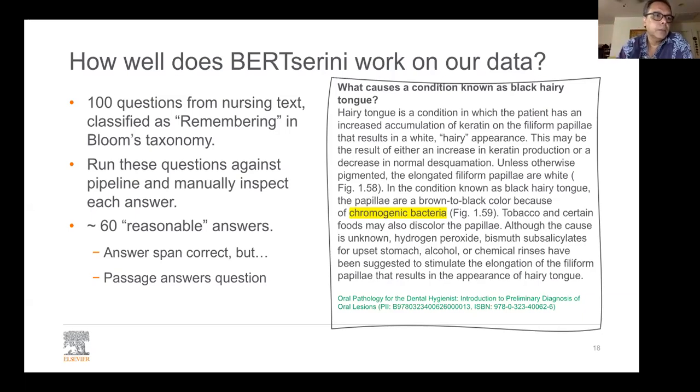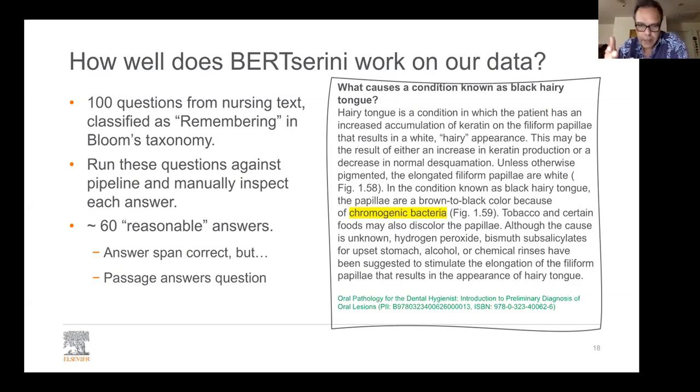Bloom's taxonomy gives you a measure of the difficulty of the question. Remembering is the lowest, and it basically means that you have read some material and then you're asked some questions designed to check whether you have retained the material. So it's similar to the factoid questions that Squad is designed to address. So that's what we took. We took 100 questions from there, classified as remembering, and then we ran these questions through this pipeline, and we manually inspected each answer.